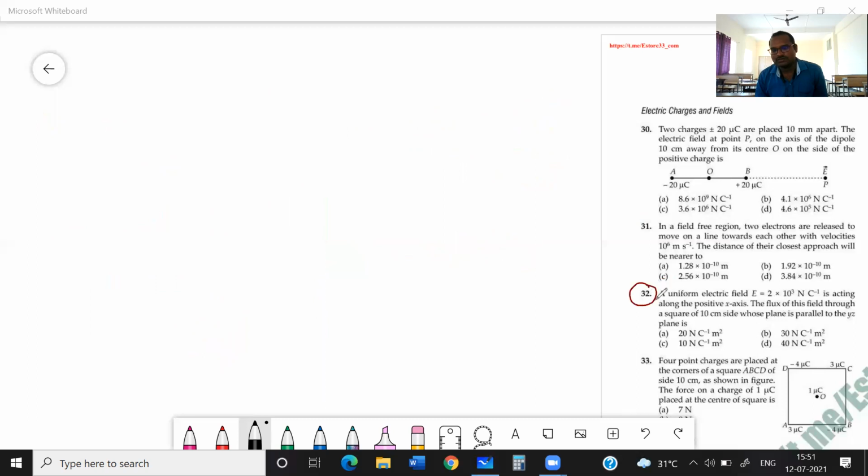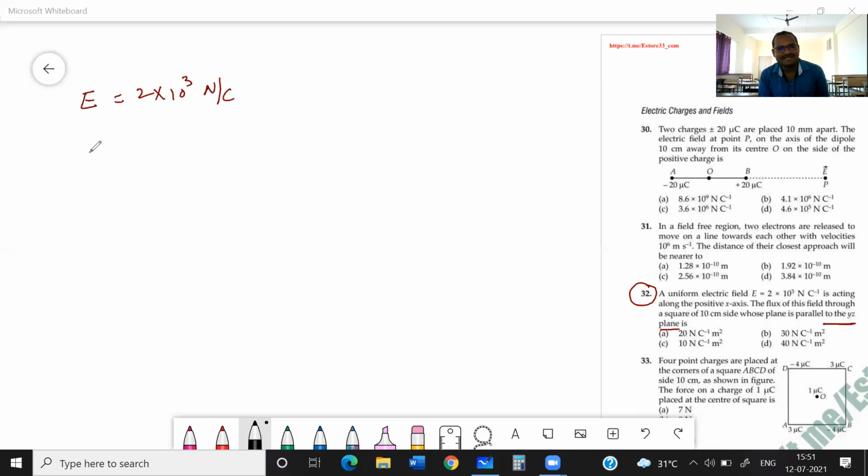See, question number 32. A uniform electric field E equal to 2 into 10 to the power of 3 Newton per Coulomb is acting along the positive x-axis. The flux of this field through a square of 10 centimeter whose plane is parallel to the YZ plane. Yes, this type of question we have already solved. The electric field is given as 2 into 10 to the power of 3 Newton per Coulomb.